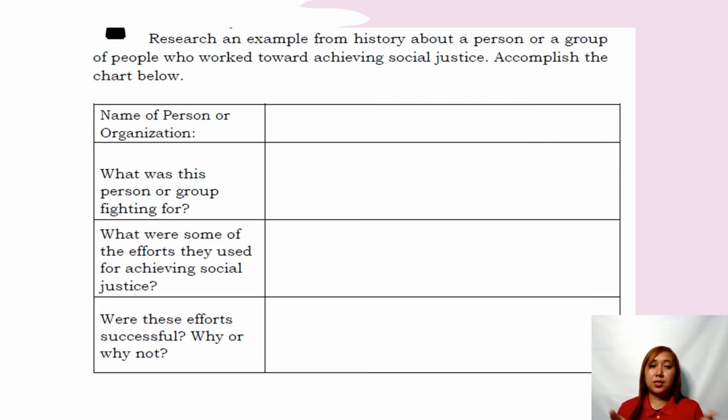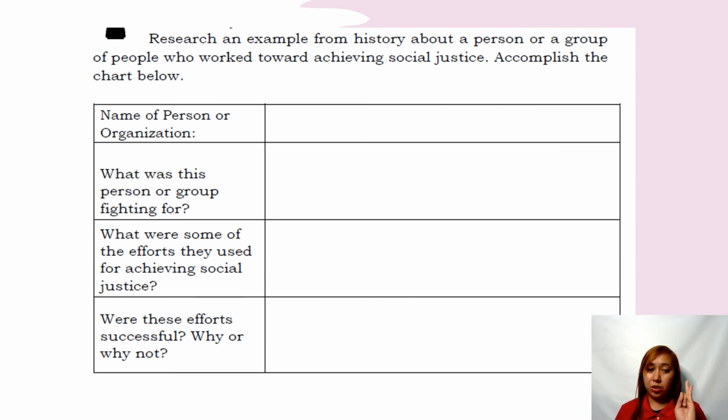In this activity, you are going to take a look back at history. You are going to research an example from history about a person or a group of people who worked toward achieving social justice. Accomplish the chart below. You are going to research a famous person who did something about social justice, and fill in the table with the name of a person or organization.